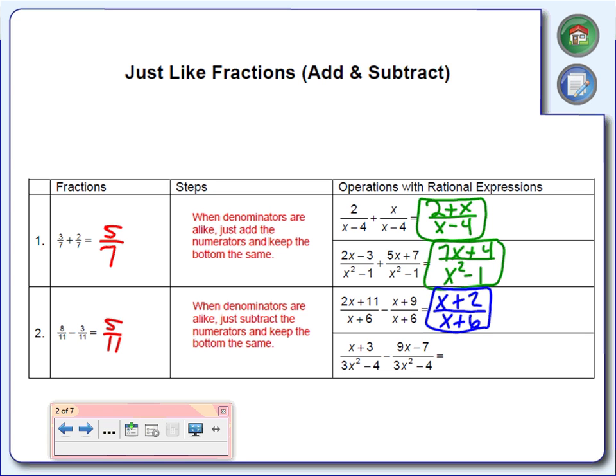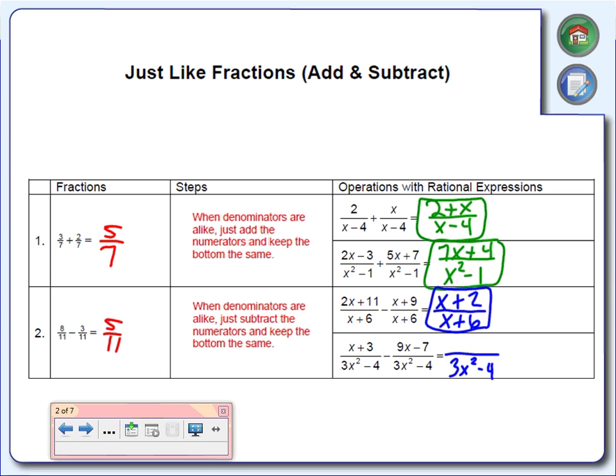The next one, again, notice we already have a common denominator, so we'll just keep that 3x squared minus 4. What I need to do is subtract the numerators. So let's subtract. We've got an x minus a 9x. What's an x minus a 9x?